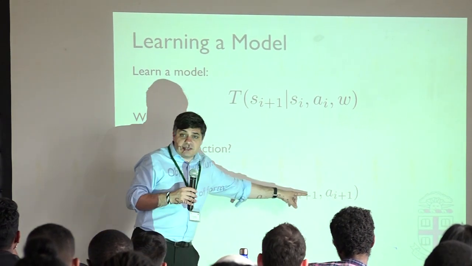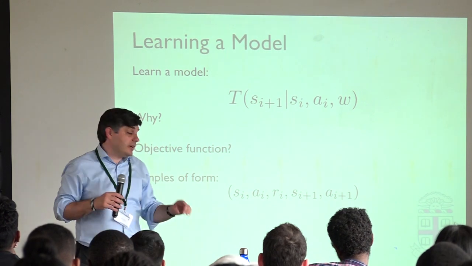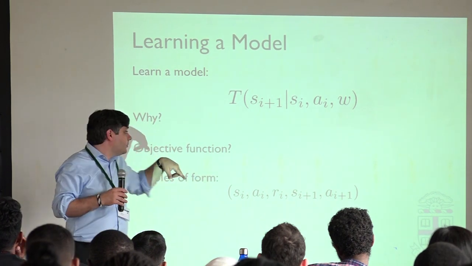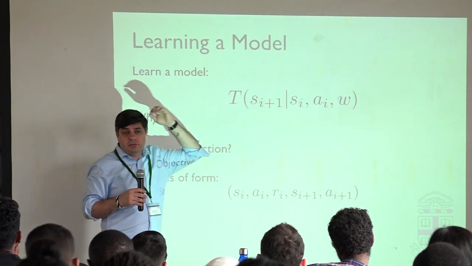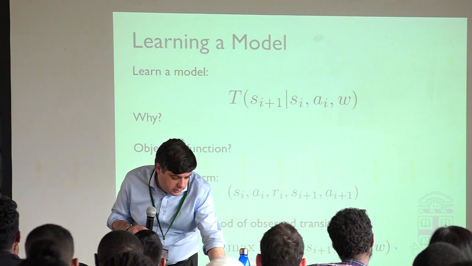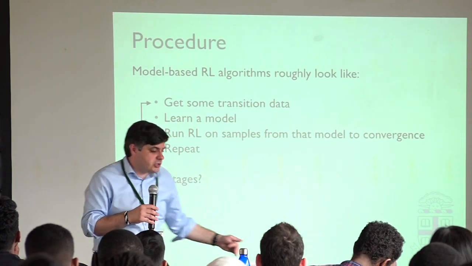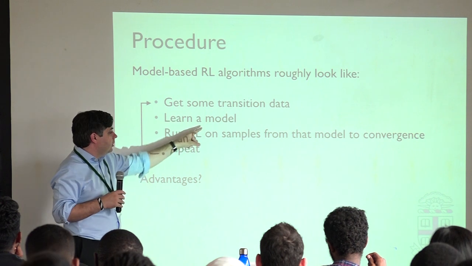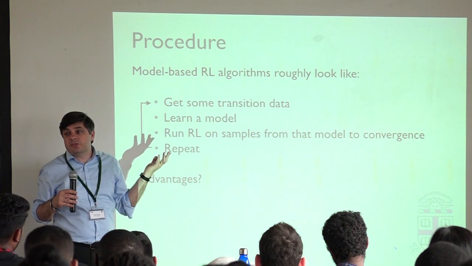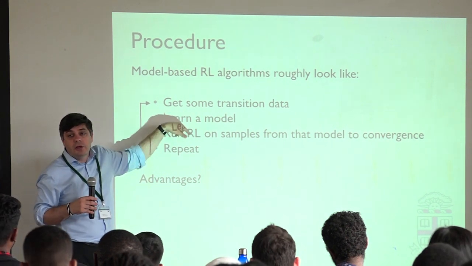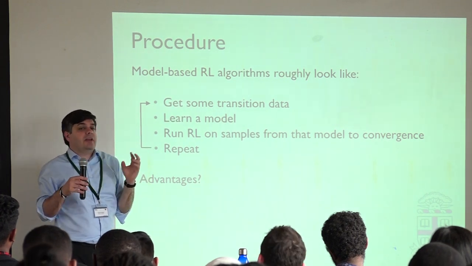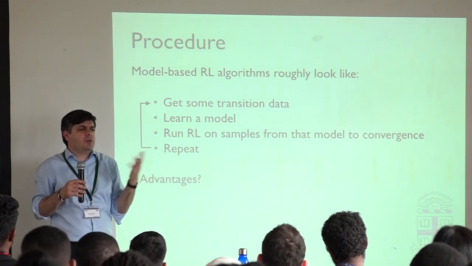We'll get some sample points, sample executions: state, action, reward, state, action. Then we'll learn this forward model, and then we'll do planning with this forward model. That's model-based RL. It seems like a natural thing to do. The procedure looks roughly like: get some transition data, learn a model, run reinforcement learning on samples from that model to convergence, and repeat. We think this is reasonable because it's much easier to learn a transition model than to learn a policy, because supervised learning is easier than reinforcement learning. Every new grad student, when I was a grad student, this was the first thing they thought: of course, we should do robotics this way.